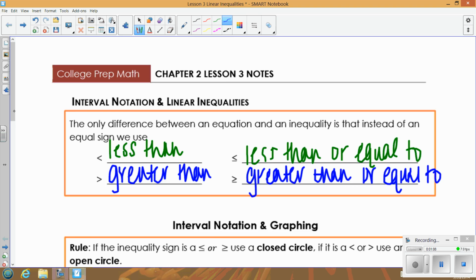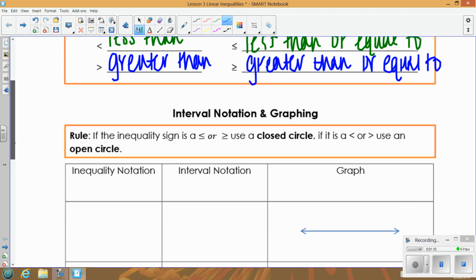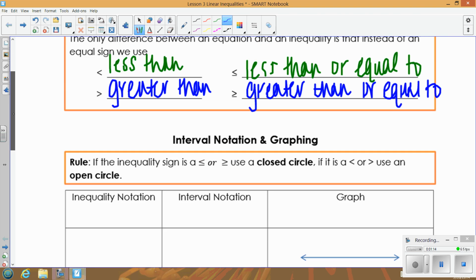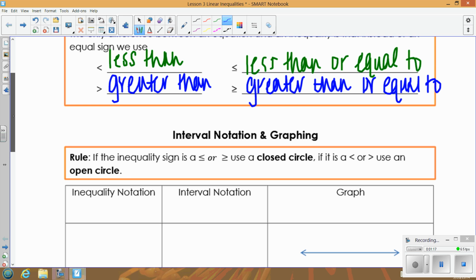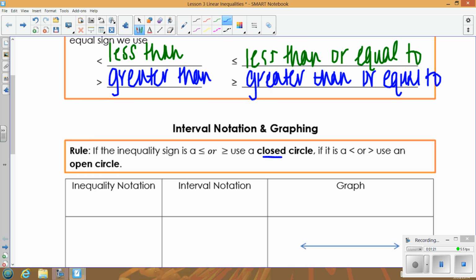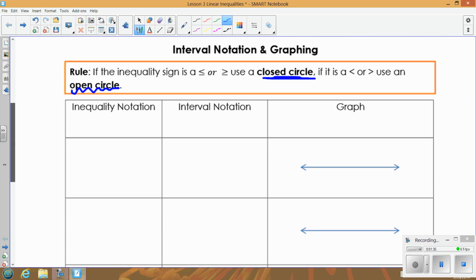So then looking at graphs of these, one important thing that you have to know is that if we use a less than or equal to or greater than or equal to symbol, we're going to use a closed circle when we're graphing because that means we're including the number that we're getting close to. Whereas if we use strictly less than or strictly greater than, we have to use an open circle because we're not actually including that number. So let's look at some examples.